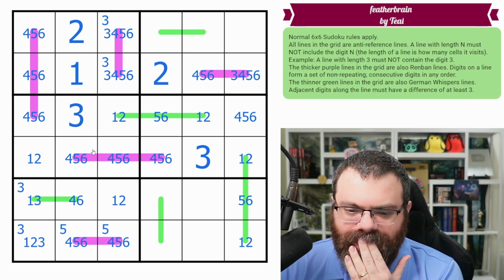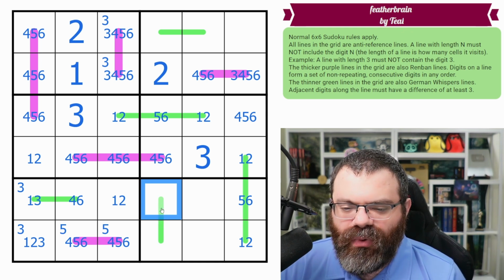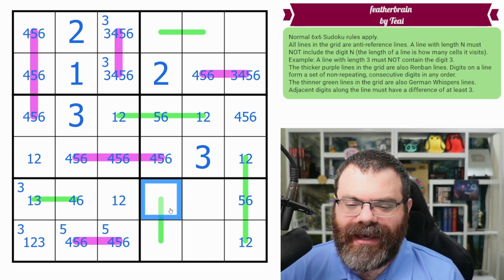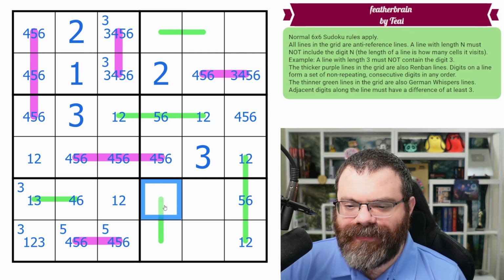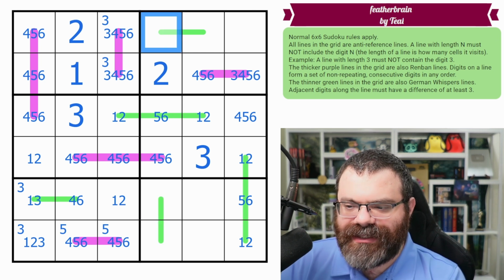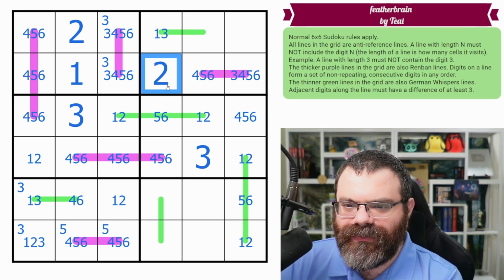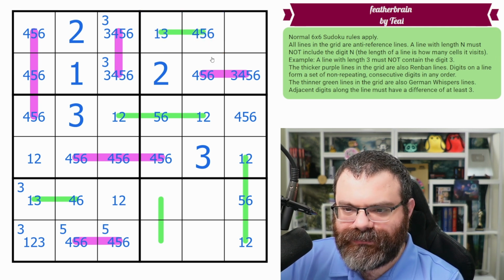So one thing I can say is that one of these will be low and one will be high. Remember how German whispers switch between the two? So that's going to use up our last 4, 5, 6, our last high. We don't know which one it goes in, but our last 4, 5, 6 is used. So this has to be from 1, 2, 3, and it can't be a 2. And then this is going to be from 4, 5, 6.